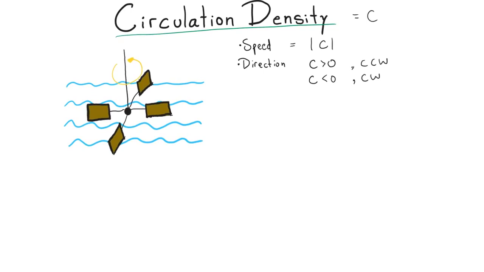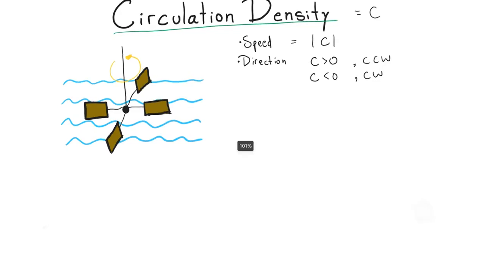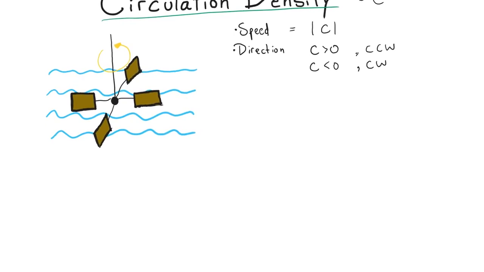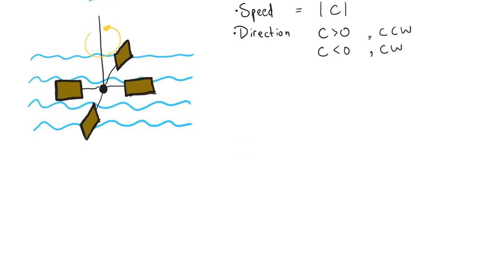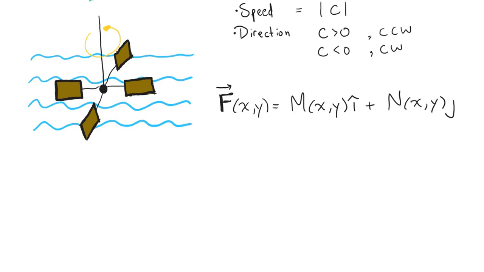The idea of circulation density is that we can actually shrink this paddle wheel down to become infinitesimally small, and then we will understand how the vector field is operating and acting at the infinitesimal level. We'll get a much better understanding of the vector field as a whole because of that. So to get a little bit more rigorous in our definition, let's define first some vector field f of x comma y, and it has 2 components, so m of x comma y, i hat, and then plus n of x comma y, j hat.